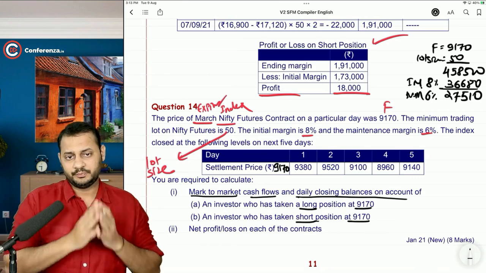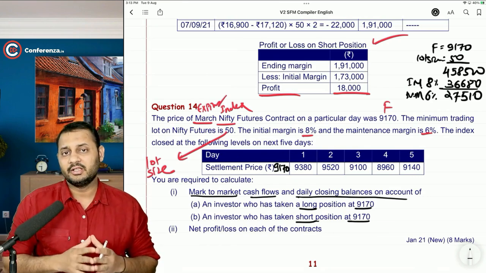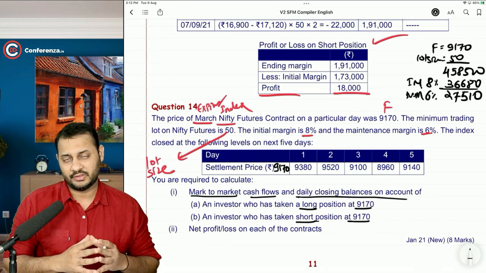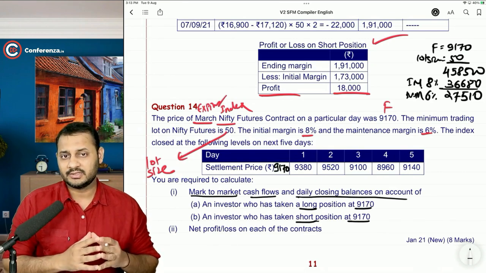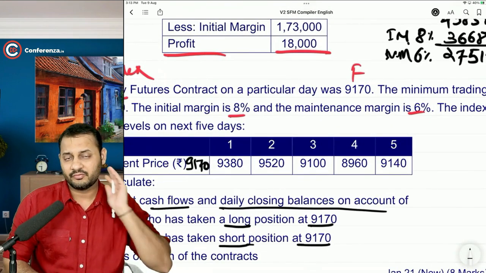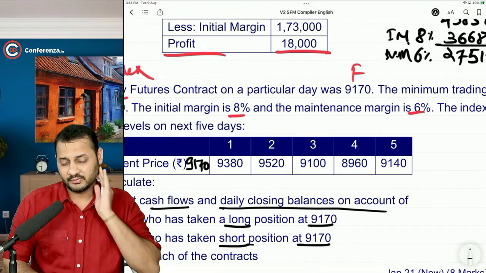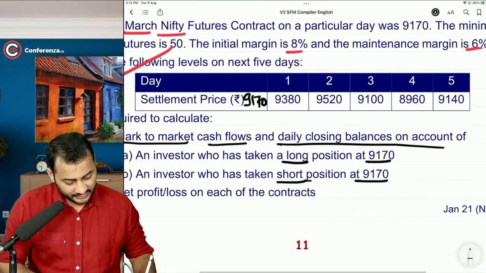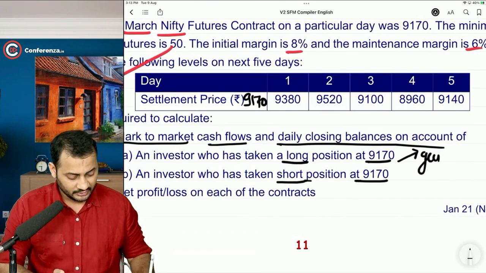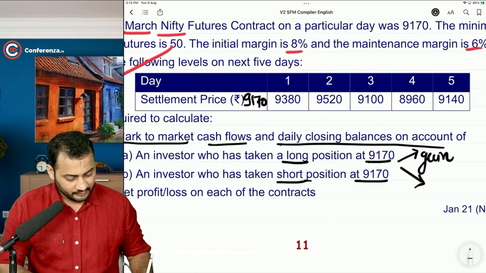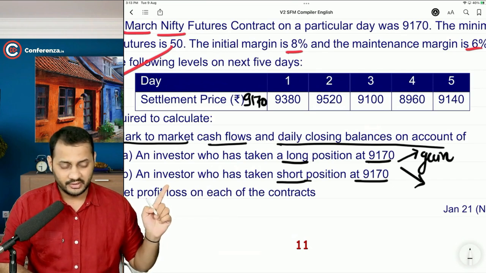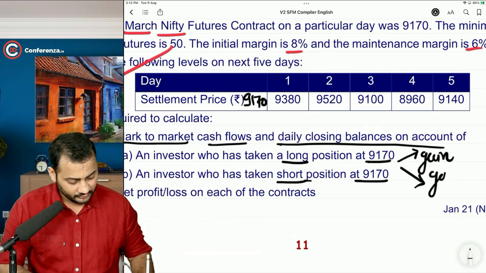So you have to show that every day the transaction is getting closed at the current price, that is 9380, then 9520 and 9100. Please understand that if someone is taking a long position, that means if the market is going up, he will gain, otherwise he will lose. And if the market is going down and you have taken a short position, then only you are going to gain.